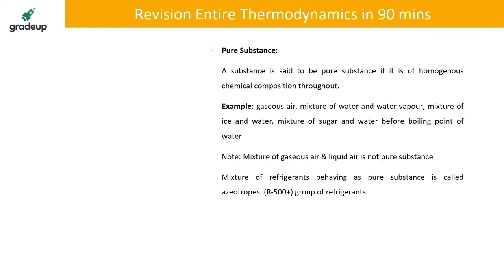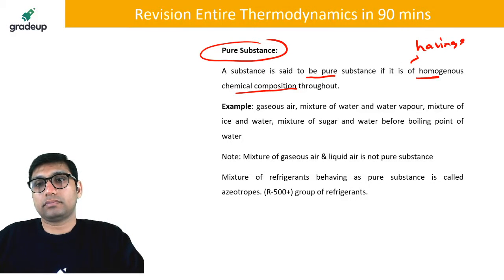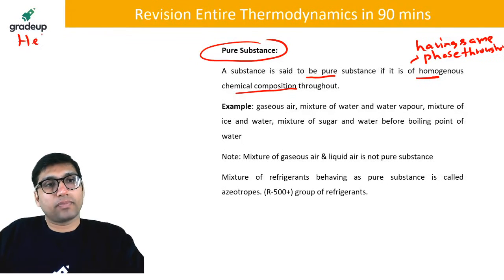Now, next is pure substance. What is a pure substance? A pure substance is a substance of homogeneous chemical composition. Homogeneous means having the same phase throughout. Having the same phase throughout, that is called homogeneous.